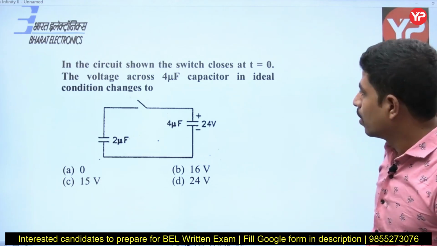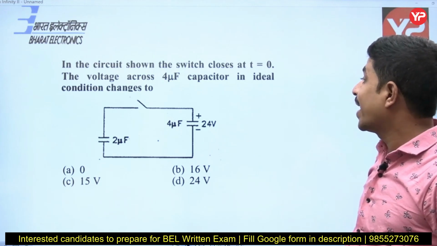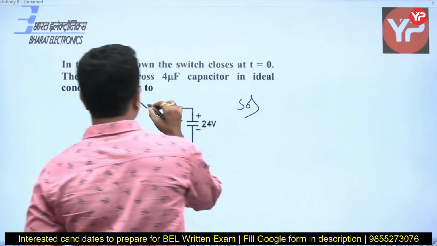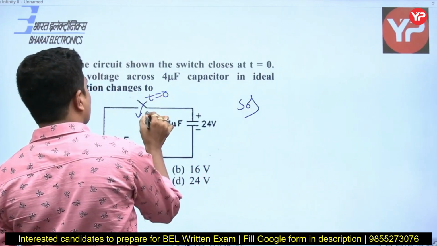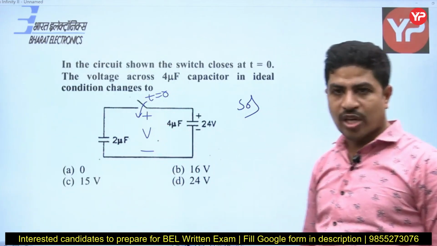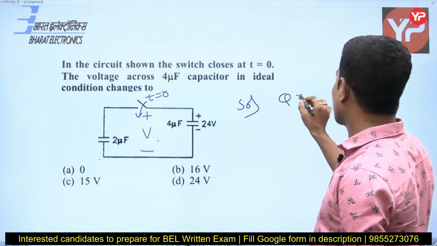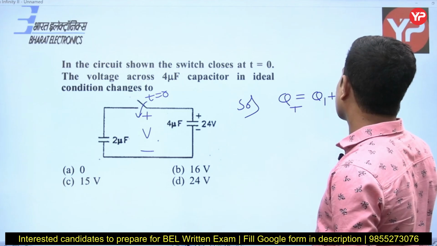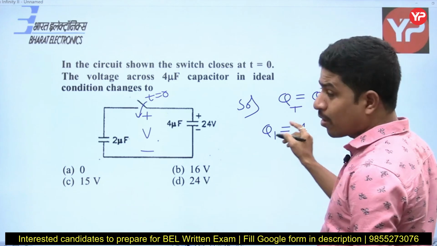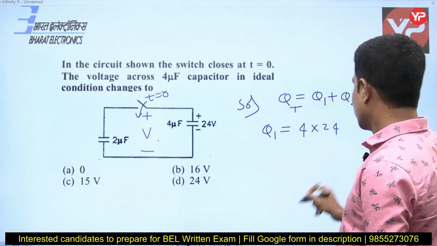In the circuit shown, the switch is closed at t is equal to 0. The voltage across 4 microfarad capacitor in ideal condition is. See, what is the voltage across this combination? The switch is closed at t is equal to 0. This is plus, this is minus, this is V. According to law of conservation of charge, the voltage across these two is the same. So can I write total charge Q is equal to Q1 plus Q2. What is Q1? Q1 is C1, 4 micro. I am not writing micro, but it is micro. Into V is how much? Sorry, initially V is 24.